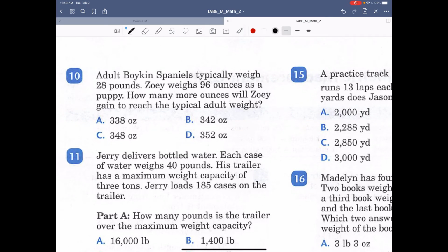That was number 9. I'm sorry, number 10. Adult Boykin Spaniels.